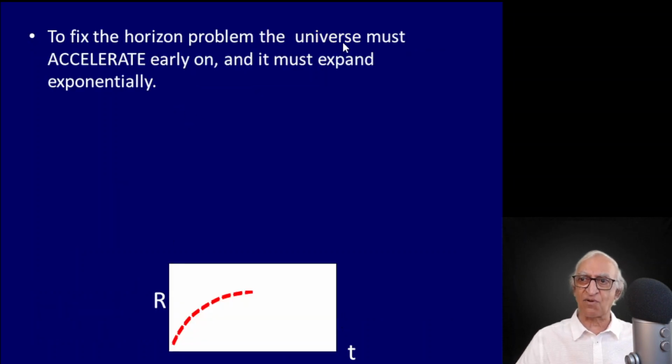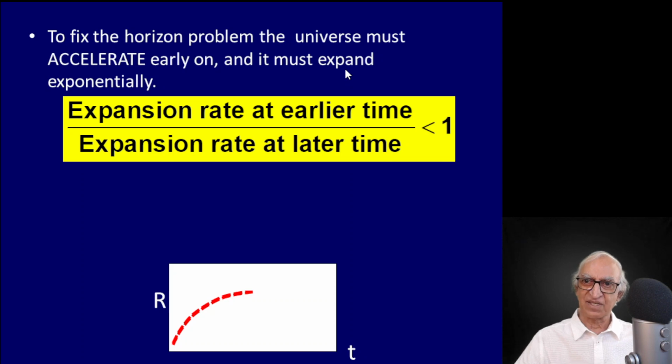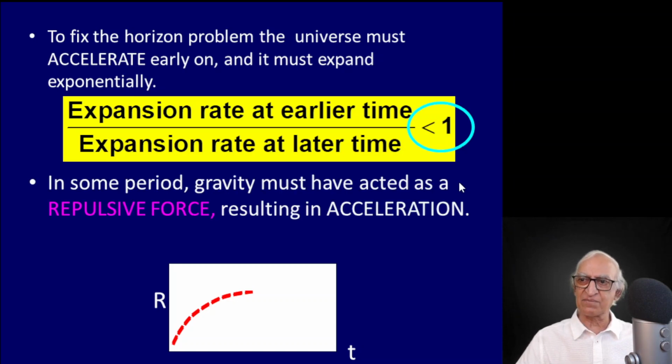So to fix this horizon problem, the universe must accelerate earlier on, and it must expand exponentially. In other words, the expansion rate at the earlier time divided by the expansion rate at a later time must be less than 1. All right? So in some period, gravity must have acted as a repulsive force, resulting in an acceleration. So that is the green curve. So in order to solve this homogeneity problem, the only way is by postulating that at earlier times, when the universe was very, very young, for some reason gravity was strongly repulsive. It made the universe accelerate at a tremendous rate.